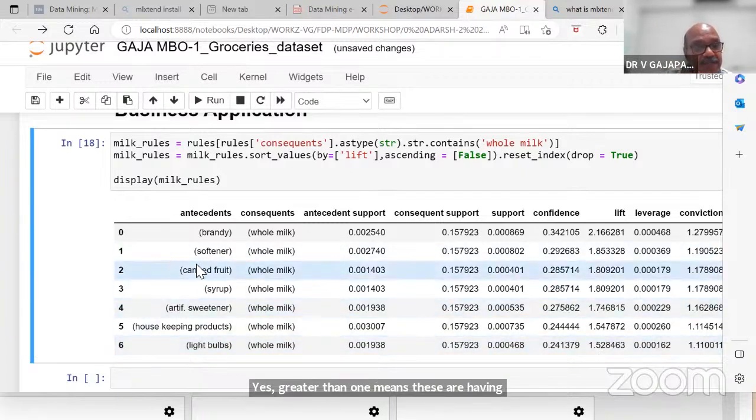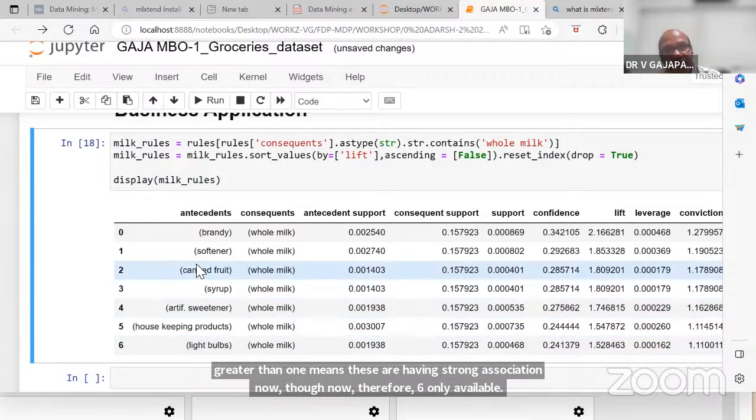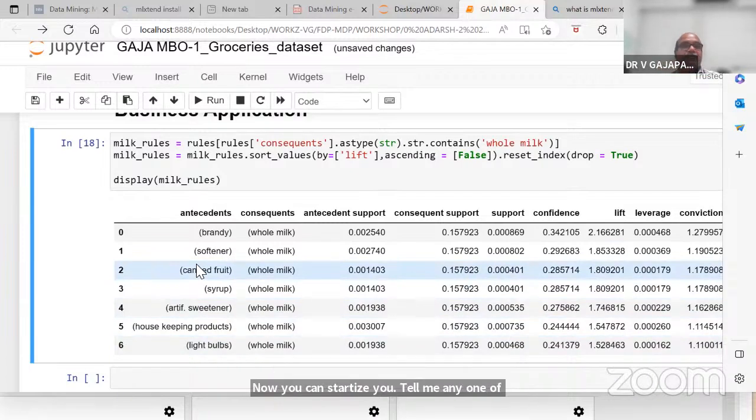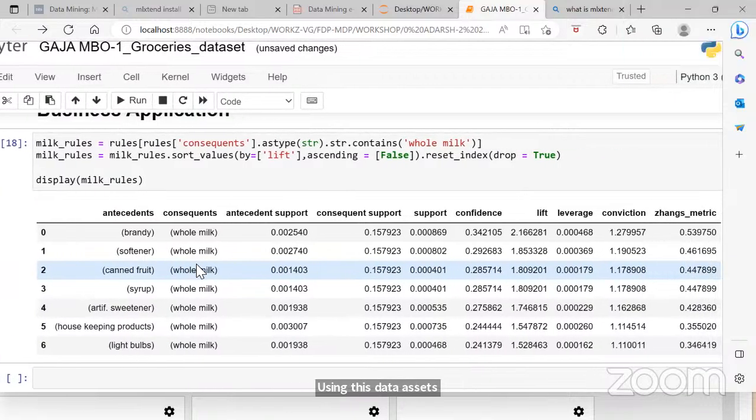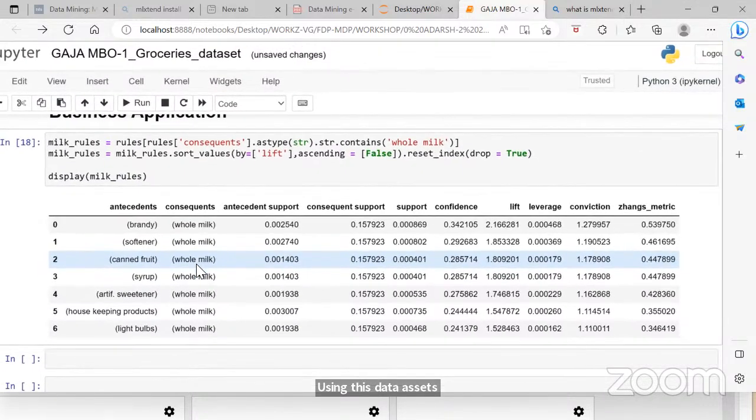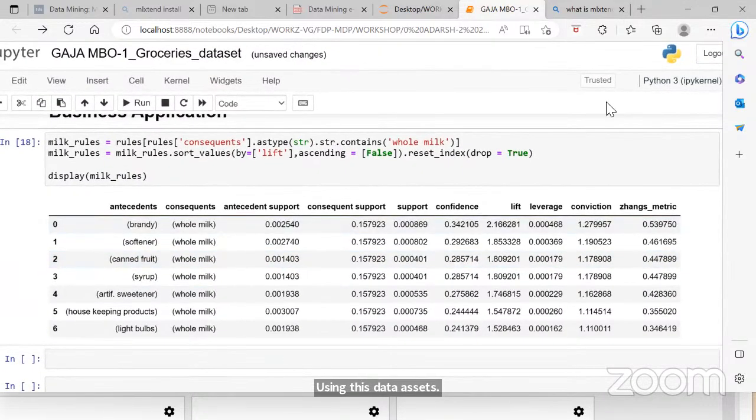Now you can strategize. You tell me any one marketing strategy using this data set. This is the gym.